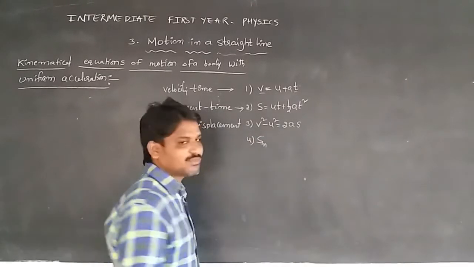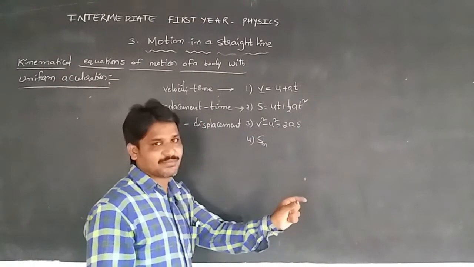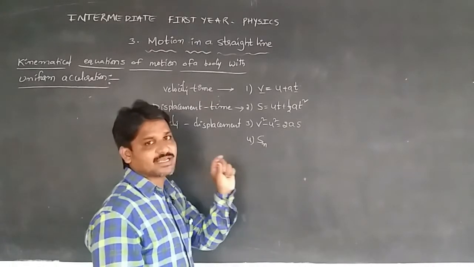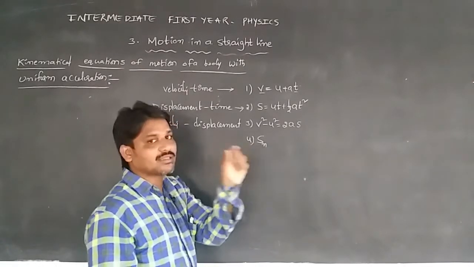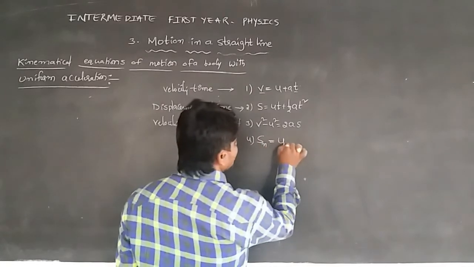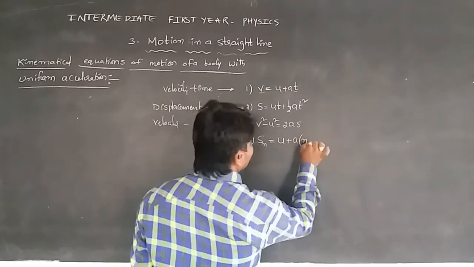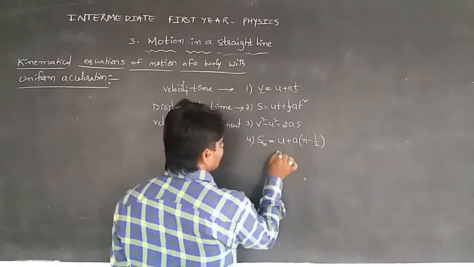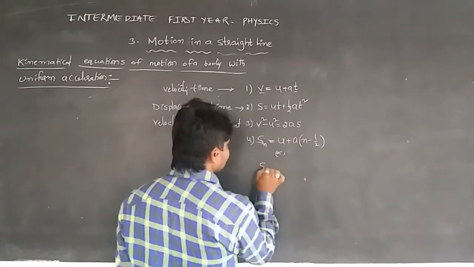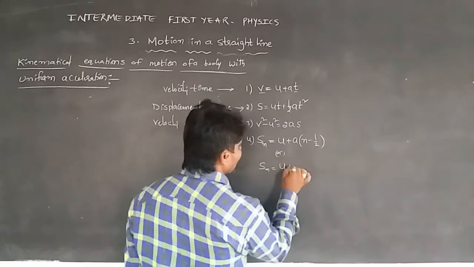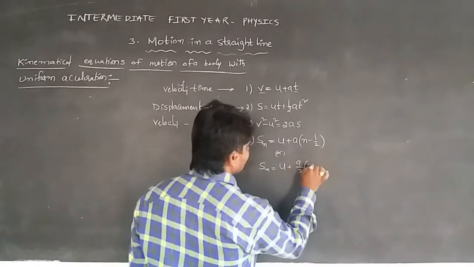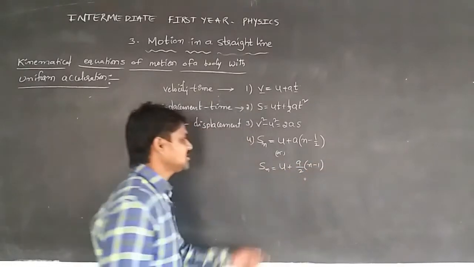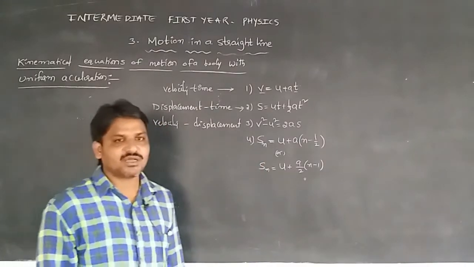That means the displacement of a particle in the nth second, the instantaneous displacement. When taken at the nth second, Sn = U + A(n − 1)/2. This relation can also be written as Sn = U + (A/2)(n − 1). These are the kinematical equations of motion.